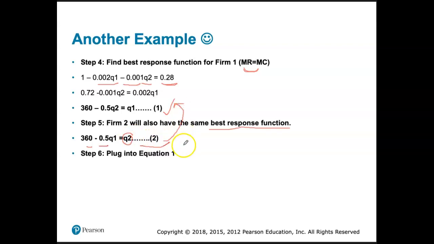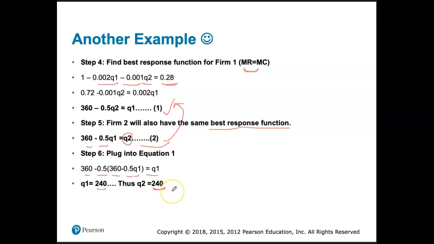So then we have 360 minus 0.5 times 360 minus 0.5 times Q1 equals Q1. From here, we can solve for Q1, and solving for Q1 should give you 240. And thus Q2 also equals 240.